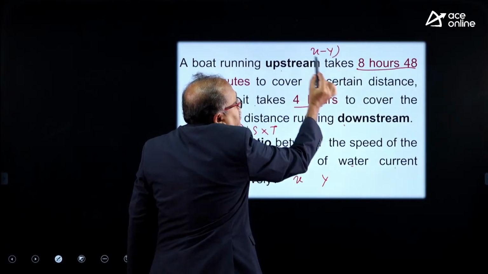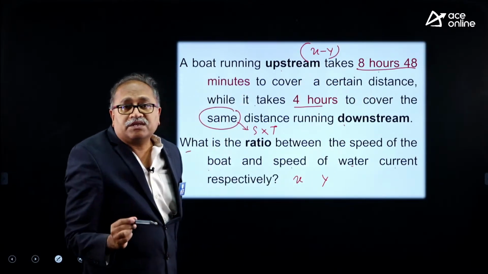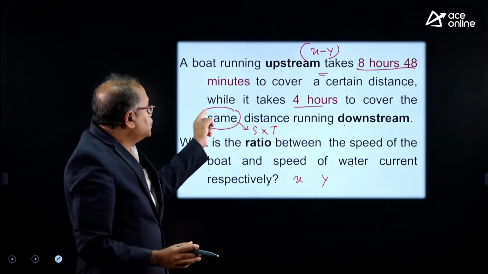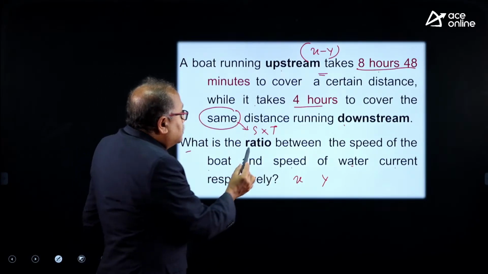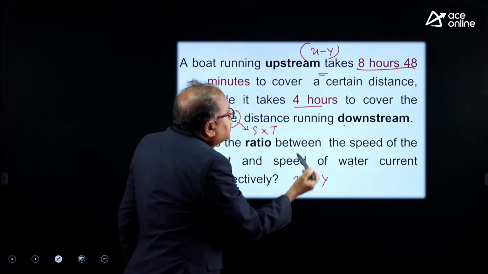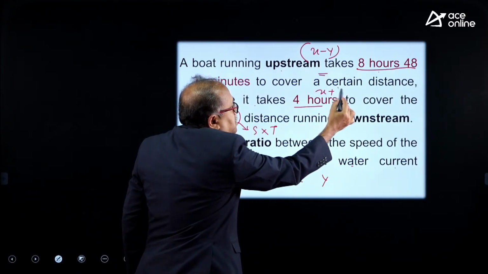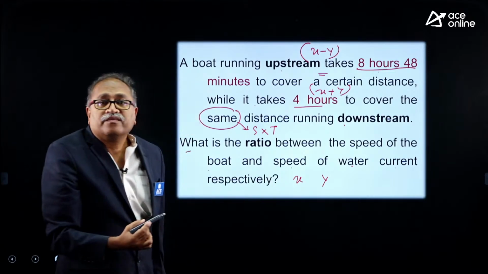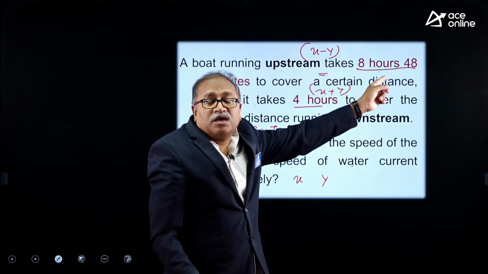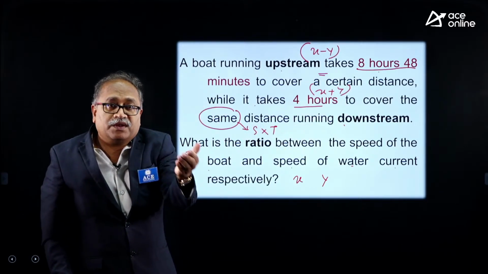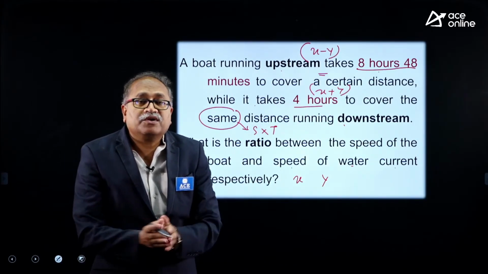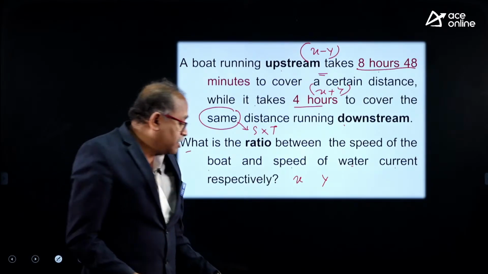X minus y into time is the distance, which will be equal to the distance in the second case, downstream, where x plus y will be the speed, x plus y into 4, that is also distance. So, x minus y into 8 hours 48 minutes will be equal to x plus y into 4. So, I will be able to get the ratio between x and y.